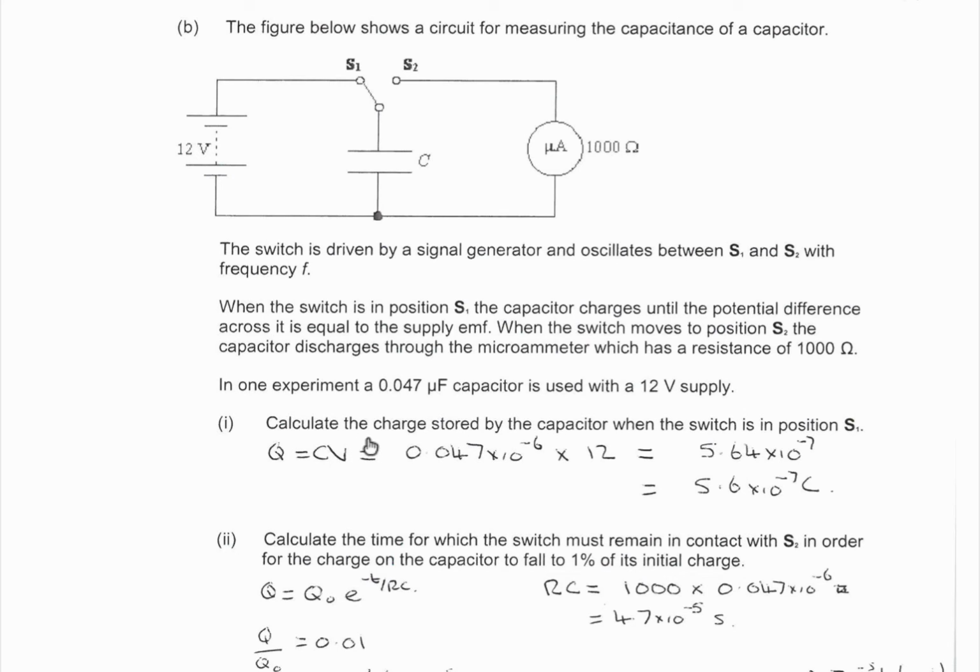So the very first thing we're asked to do is to calculate the charge stored on this capacitor when the switch is in S1. So that's fairly straightforward. We know the capacitance of the capacitor, we know the potential difference across it, so therefore to work out the charge we simply use this equation again. This is the capacitance of our capacitor, this is the potential difference, and when we multiply these together we get 5.64 times 10 to the minus 7. And again, basically everything's in terms of two significant figures, so we'll write this as 5.6 times 10 to the minus 7 coulombs. So we know how much charge is stored on this capacitor.